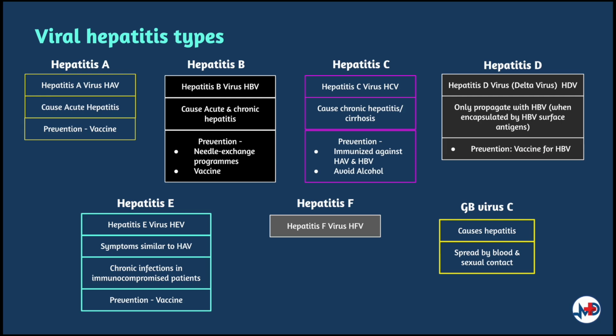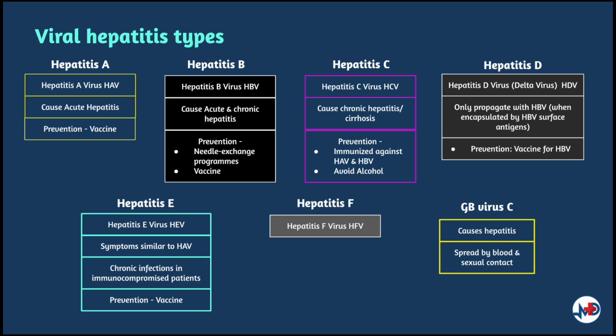It belongs to the genus Deltavirus. It is similar to a satellite virus as it only propagates in the presence of hepatitis B virus, depending on the helper function of hepatitis B virus for its replication and expression. Hepatitis E is caused by hepatitis E virus from the family Herpesviridae. It produces symptoms similar to hepatitis A.